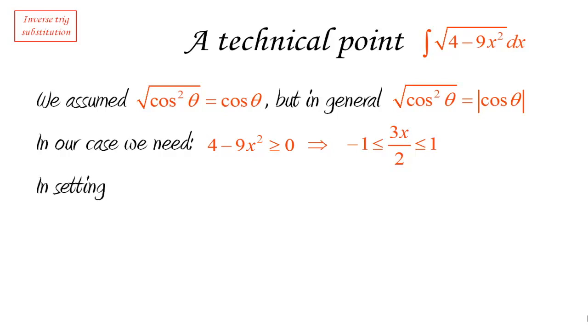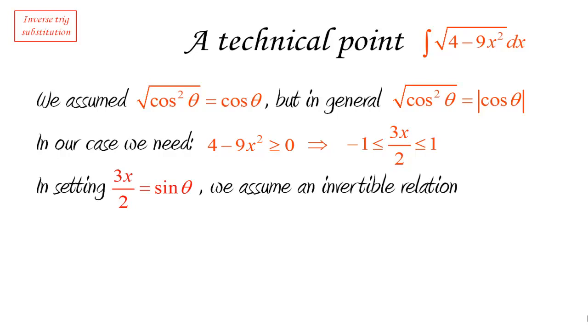Now, on the other hand, when we set 3x over 2 to be sine theta, we were really assuming that the relationship we wanted had to be invertible. So in other words, we started from x, we changed to theta, and we needed to go back to x. So we wanted that relationship to be invertible. What that means is that in setting that equality, we were restricting the domain of theta to just values between negative pi over 2 and pi over 2, which is the interval over which the sine function is invertible.